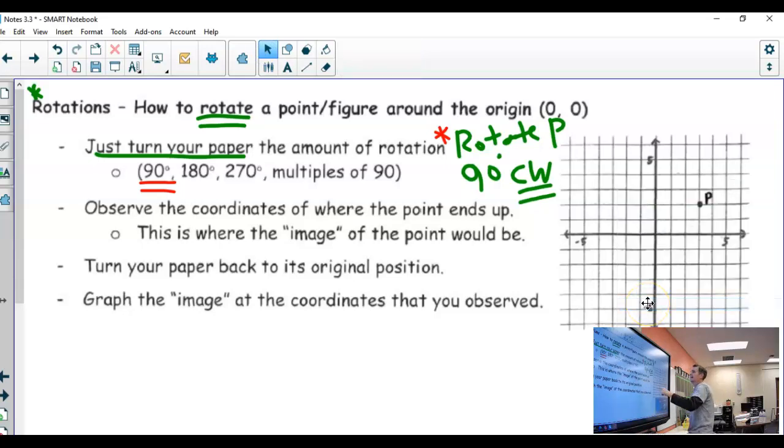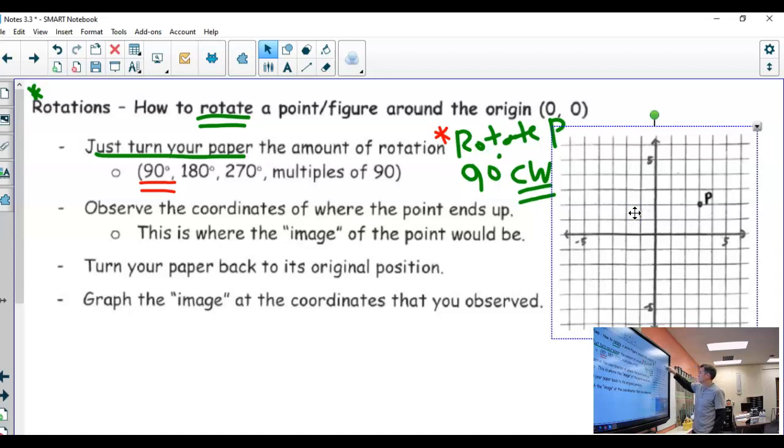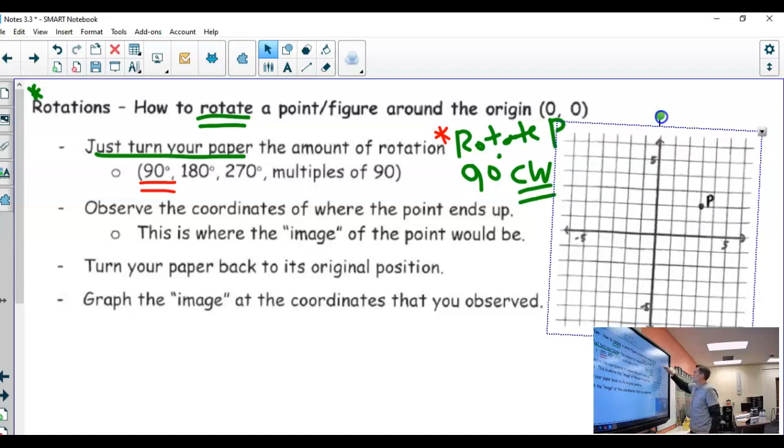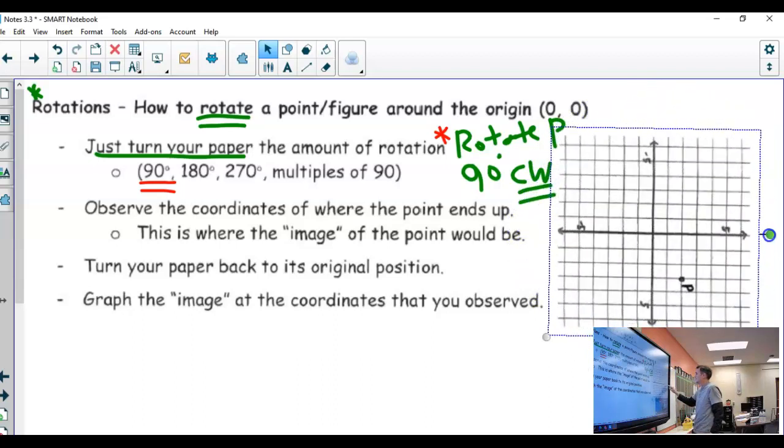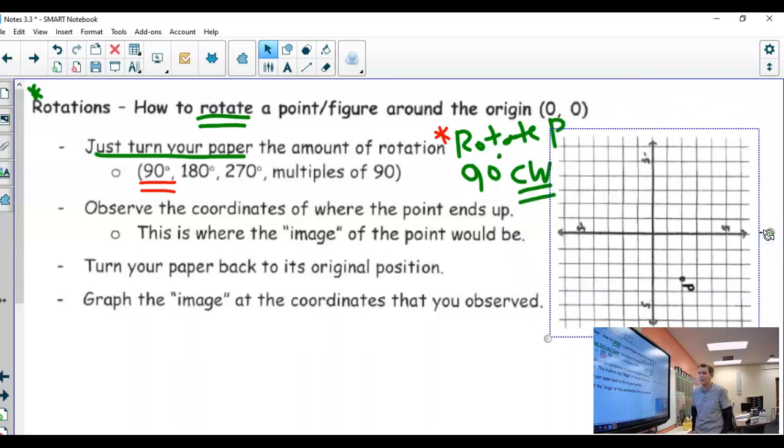Boom. Okay, let me rotate my paper 90 degrees clockwise. So you could actually turn your paper like this. Clockwise would be in this direction, right? The way a clock goes. I turn my paper 90 degrees clockwise, and I have now rotated point P 90 degrees clockwise.